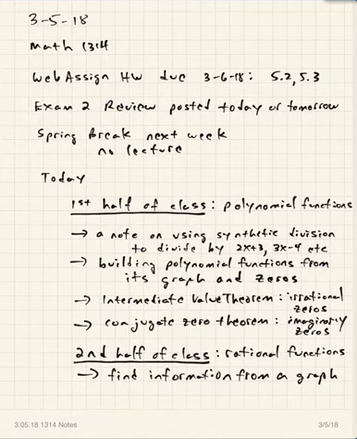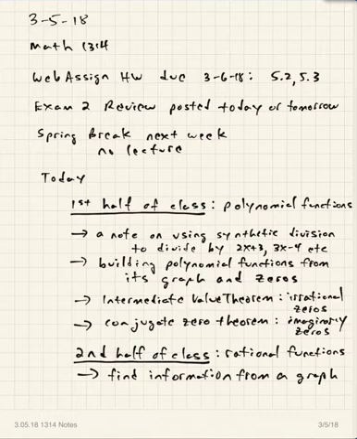Then we're going to talk about the intermediate value theorem and the conjugate zero theorem having to do with irrational zeros and imaginary zeros. So we'll go through those things. And then we're going to go at the very end on polynomial functions. We're actually going to go through two examples where we kind of go through everything one last time and try to look at the big picture on this. And so we'll go through two long examples at the end of this discussion on polynomial functions to hopefully kind of bring things together at the end.